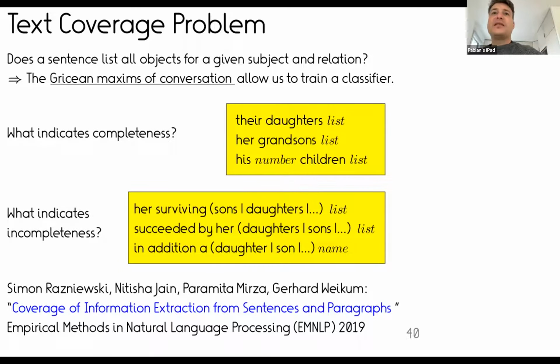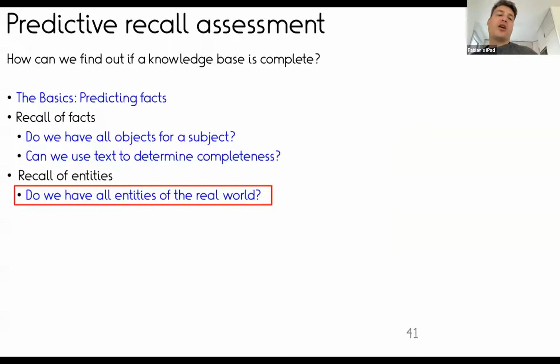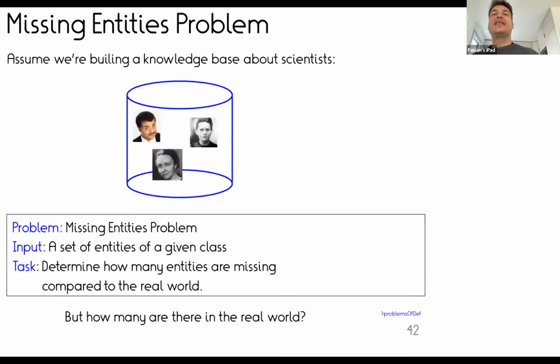So this is the part that deals with the recall of facts. How can we find out whether we are missing facts for a given subject? Now, this raises the question of how we can find out whether we actually have all subjects. And this is the missing entities problem. So assume we're building a knowledge base about scientists. Here we have the three people again, Irene, Marie, and Neil.